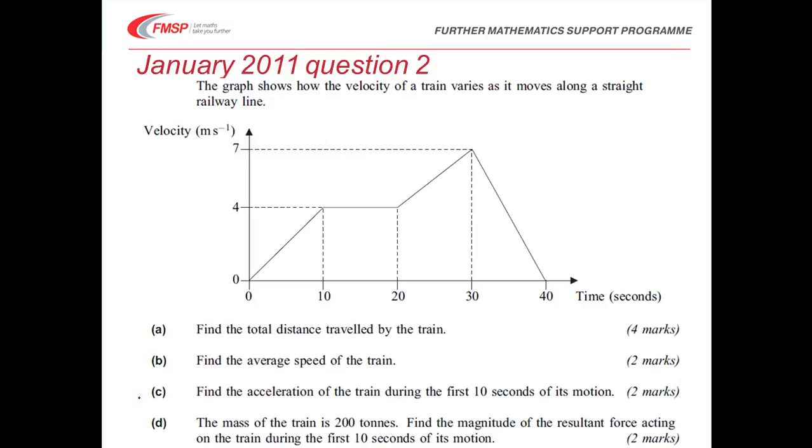then in part C, find the acceleration of the train during the first 10 seconds of its motion, and in part D, the mass of the train is 200 tons and we're asked to find the magnitude of the resultant force acting on the train during the first 10 seconds of its motion.